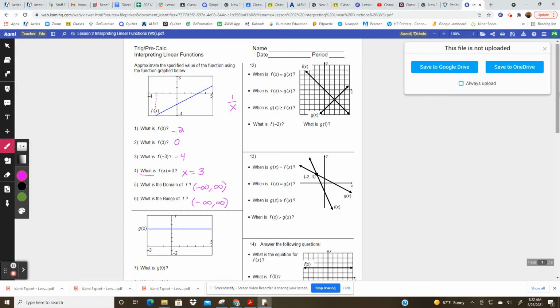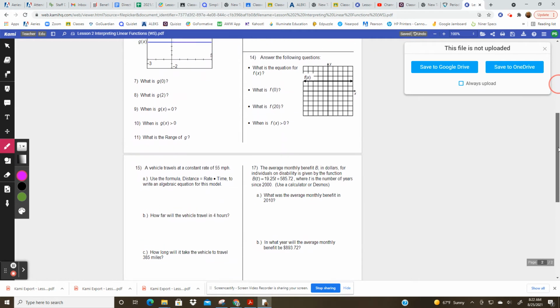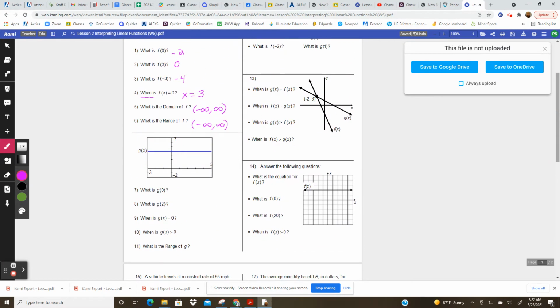Okay, and then here we have ourselves a constant function. Again, what is g when x is 0? Well, it's right here. 1, 2, 3, 4. It's at 4. It doesn't matter which value it is. I can go to infinity and it's going to be 4. So g of infinity is 4. G of 2 is 4.